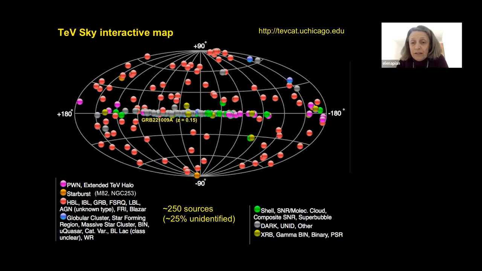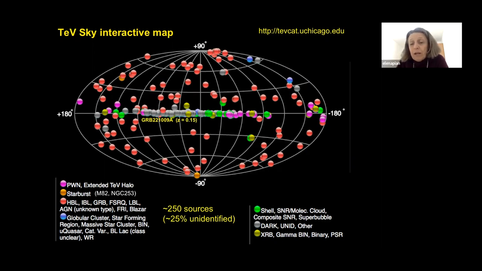The majority of the galactic ones are obviously concentrated on the plane. The rest, the extragalactic ones, are predominantly blazars. So active galactic nuclei, radio loud active galactic nuclei with very powerful relativistic jets pointing close to the observer direction, as we will see in a moment. And a few of them, a handful in fact, of these red extragalactic sources are gamma ray bursts.